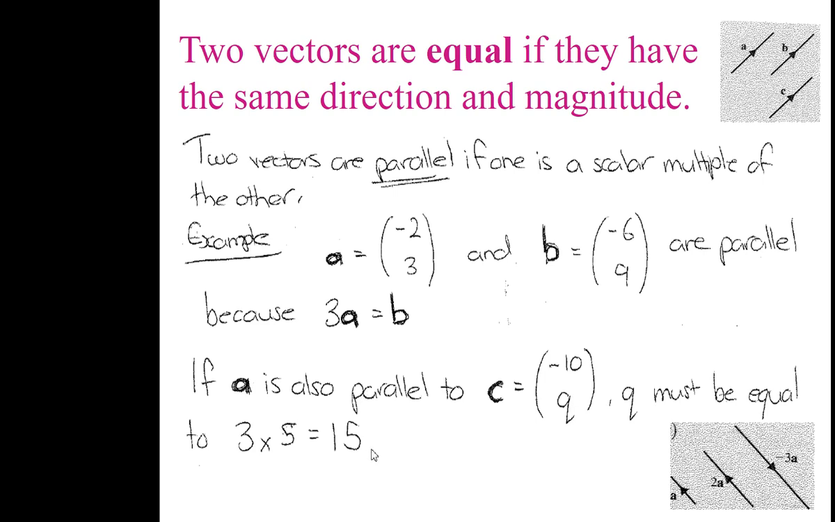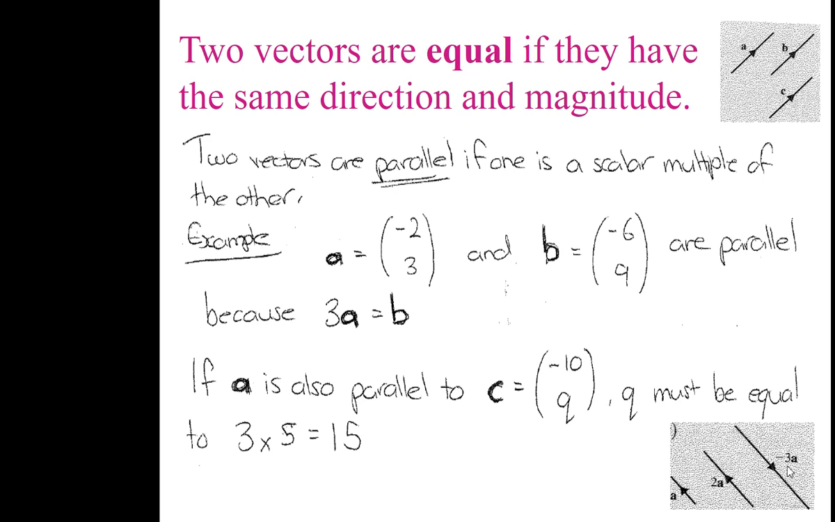So sometimes you might be told that two vectors are parallel. So if they're parallel, then one must be a scalar multiple of the other. So if a is this one, and you're told that a and c are parallel, you need to think, what do you need to times these both by to get that one? Times these by 5 and you'll get this one. So minus 2 times 5 gives you minus 10. That's how we worked out times it by 5. 3 times 5 gives you q. So q must be equal to 15.